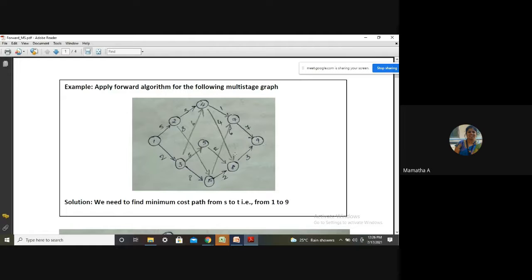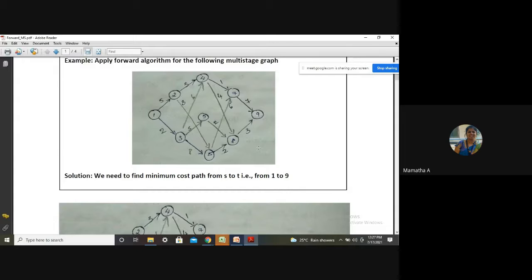So now, what are we supposed to find here? We are supposed to find the minimum cost path from S to T. So what is S for me, students, here? What is S in this graph? What is the source vertex? Which is the source vertex, students? 1. And which is the sink vertex? 9. So I have to reach 9. See, the problem is very simple. Just concentrate. That's all.